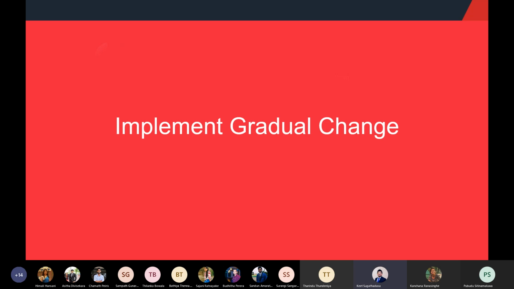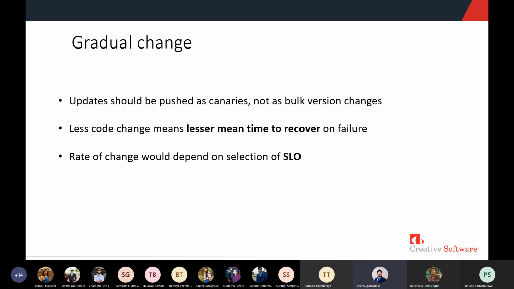And then another important concept is implementing gradual change. This is not necessarily related to site reliability engineering, but site reliability engineering actually ensures that this happens. So in things like what you see today, updates that we push to production should not be pushed as bulk version changes, they should be pushed as canaries.